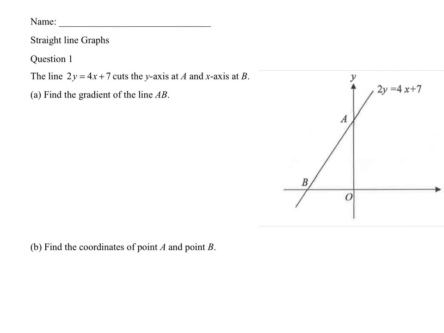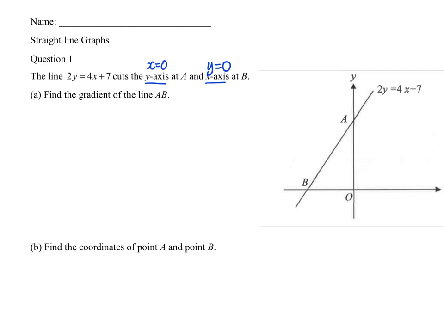Question 1. The line 2y equals to 4x plus 7 cuts the y-axis at the point A and x-axis at the point B. Now, what does this actually mean? When you say cut the y-axis, it means x is equals to 0. So when we want to cut the y-axis, we want to find the y-intercept, so we sub x equals 0 into the equation. And when it says you cut the x-axis, that means y value is equals to 0, and we'll sub in y equals 0 to find the x-intercept.